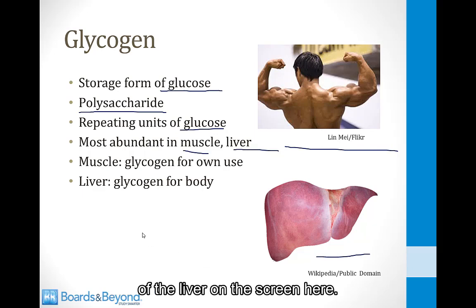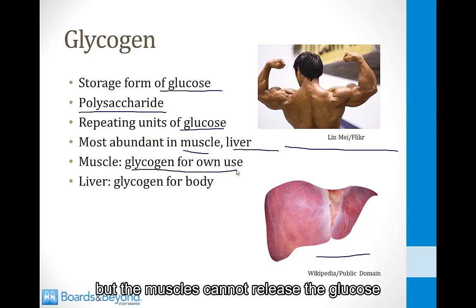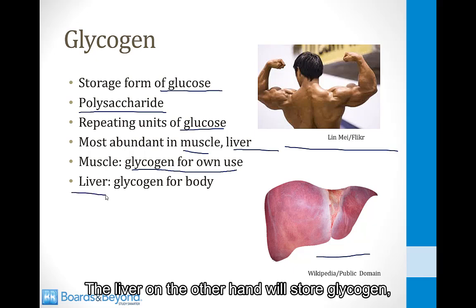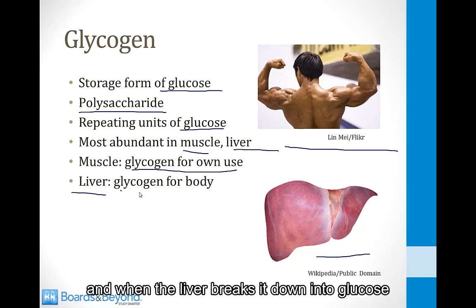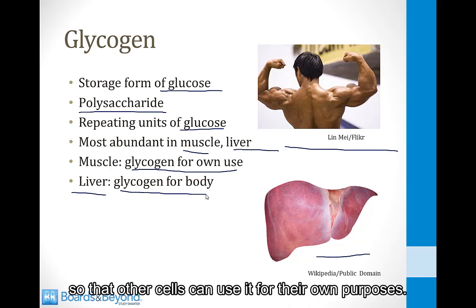and that's why I've shown you a picture of the liver on the screen here. Now, the muscle can break down glycogen for its own use, but the muscles cannot release the glucose that comes from glycogen into the circulation to be used by the tissues. The liver, on the other hand, will store glycogen, and when the liver breaks it down into glucose, it can actually release that glucose into the bloodstream so that other cells can use it for their own purposes.